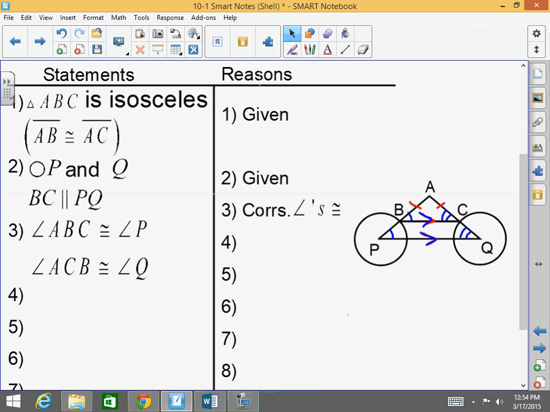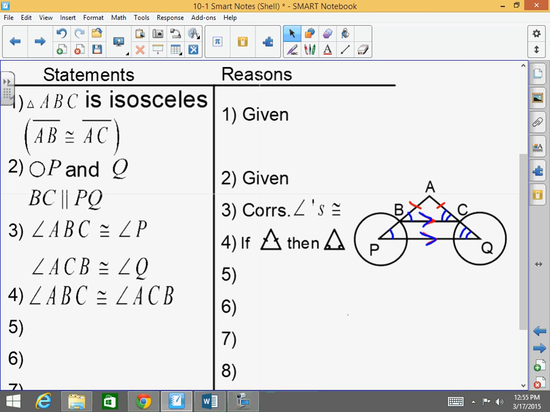No, you would not need to do that. You don't need to work with supplementary at this point. Now, at this point, I think we go back to what you had said. Angle ABC is congruent to angle ACB because if sides, then angles.